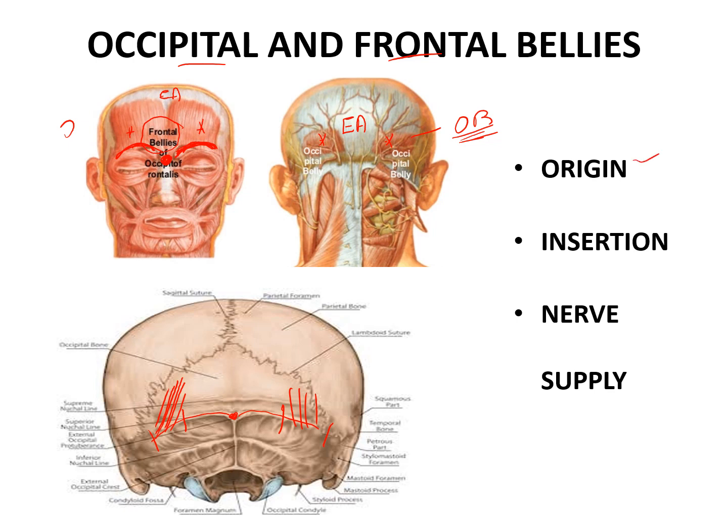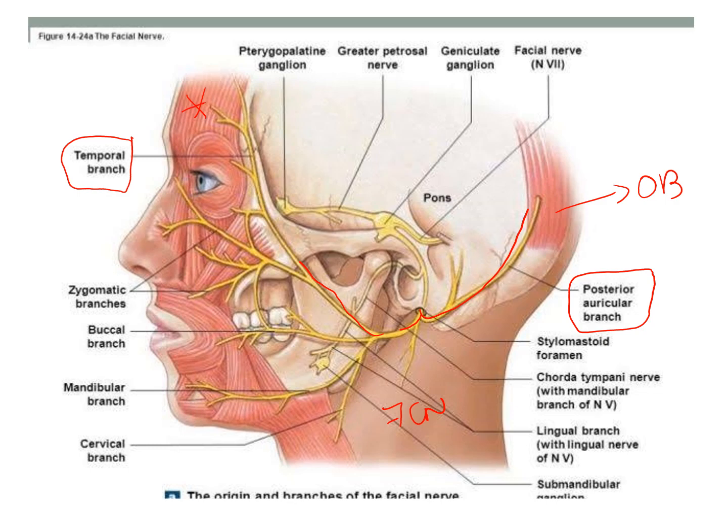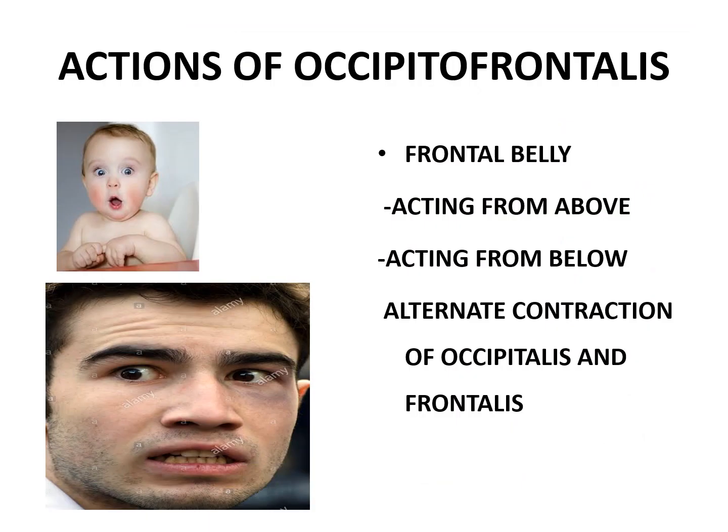Having discussed the origin and insertion, we will now move on to the nerve supply of these two bellies. So you can see here, this nerve is the facial nerve which is the seventh cranial nerve. One of the branch of facial nerve, called as posterior auricular branch of the facial nerve, will supply the occipital belly, and we have another branch which is the temporal branch of facial nerve which will supply the frontal belly. Now we will see the action of occipitofrontalis.